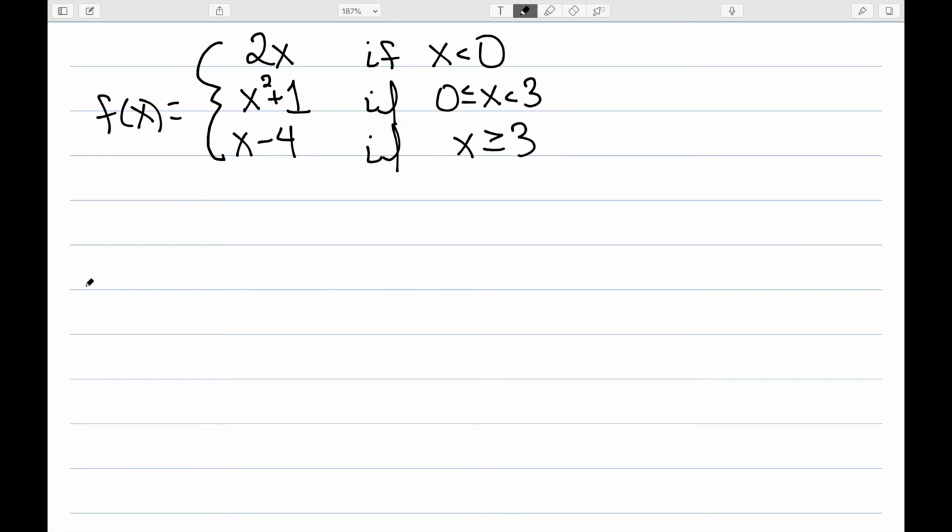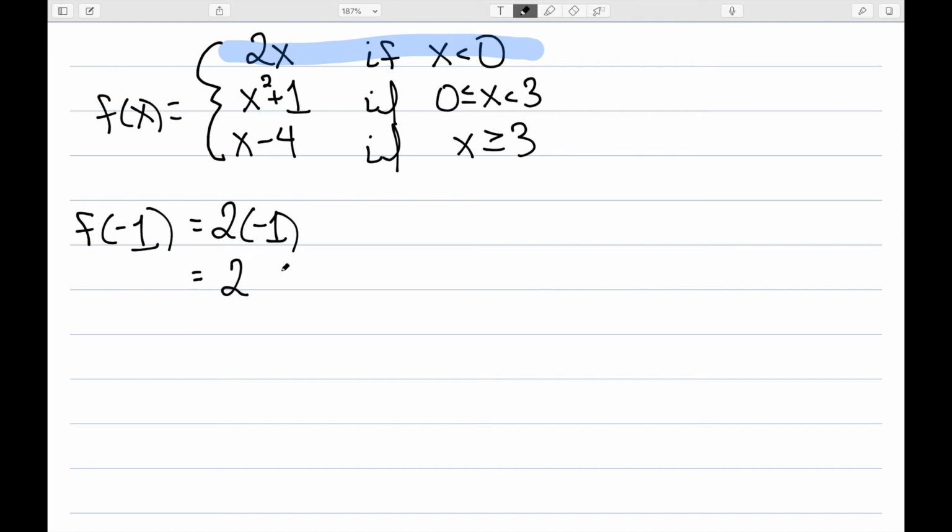And I want to look at a function like this. These are known as piecewise functions since they're defined in multiple pieces. So if I were to look at something like f of minus 1, my first step would be to look at what case I'm in. Since negative 1 is less than 0, I would be in this case here. So I would have 2 times negative 1, or 2.